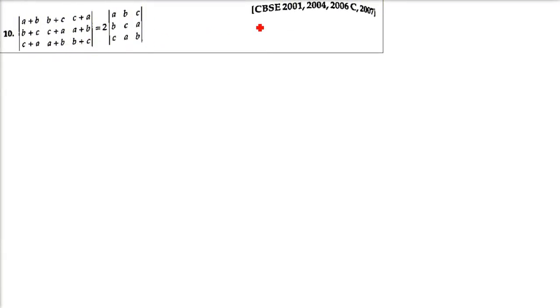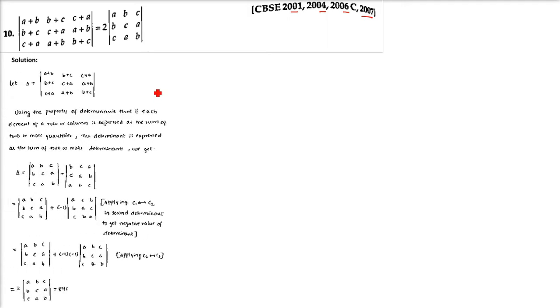Now this question is very important because it has already come in 2001, 2004, 2006, 2007. There is one property which you have to apply here. It will make it so much easier. Two matrices you can make out of this one matrix, or you can find a determinant by dividing this matrix into two different matrices. How do we do this?